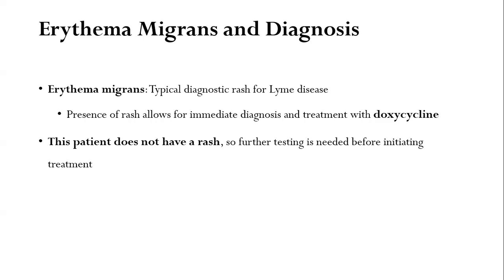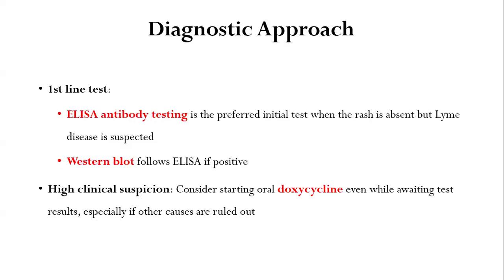Now, the rash, which is typically found in Lyme disease, is known as erythema migrans. So, although this patient did not have rash, this rash, that is erythema migrans, is typically diagnostic for Lyme disease. The presence of rash allows for immediate diagnosis and treatment with doxycycline. This patient does not have a rash, so for this patient, further testing is required before initiating treatment. So the last option where it was mentioned that start the patient directly with antibiotic is not correct because this patient does not have a rash. So in this patient, further testing is required before starting the antibiotic.